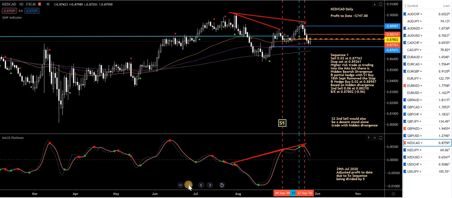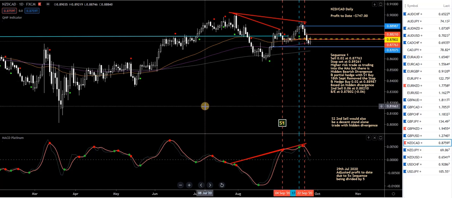The reason it's highlighted is the MACD Platinum's getting close to the 0 level, and we're below the break-even. So I might look at doing something on Monday. I'll just wait and see how the market opens, and we can take it from there. But we're in profit at the moment overall.